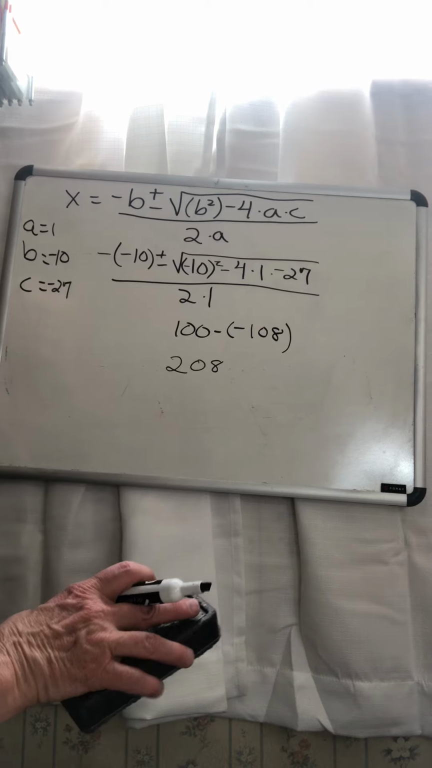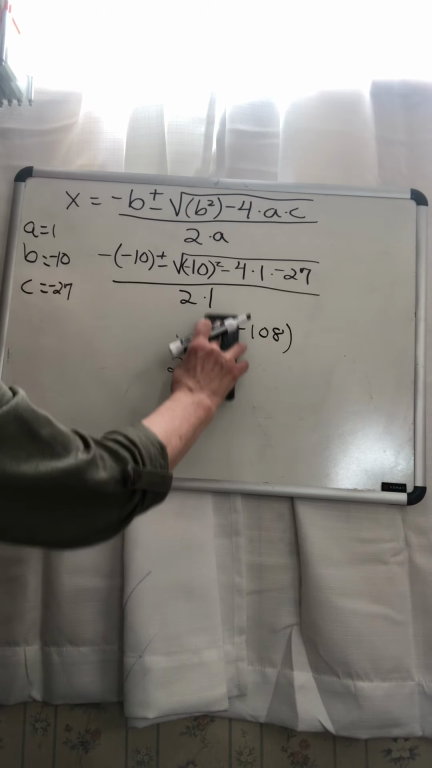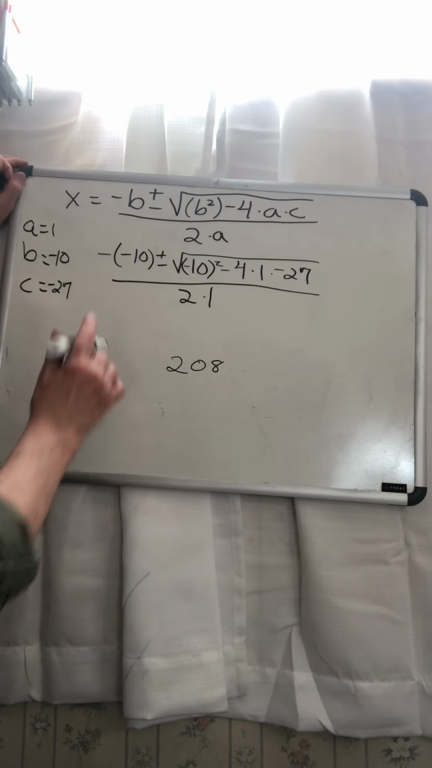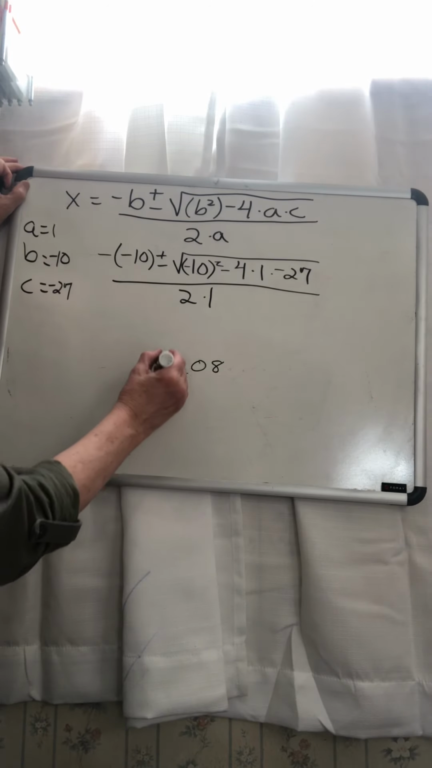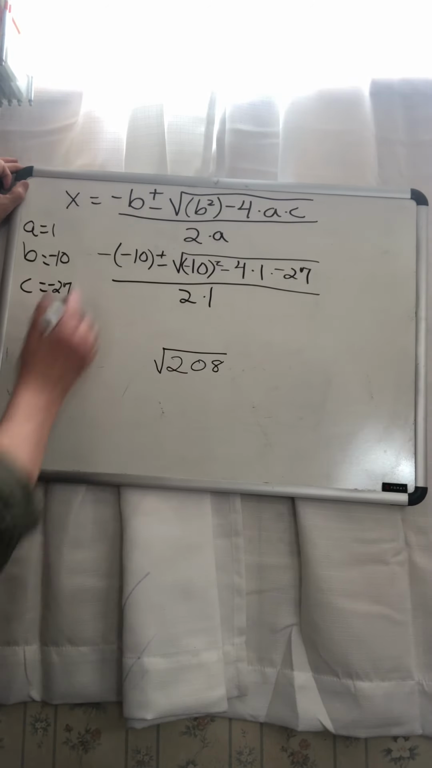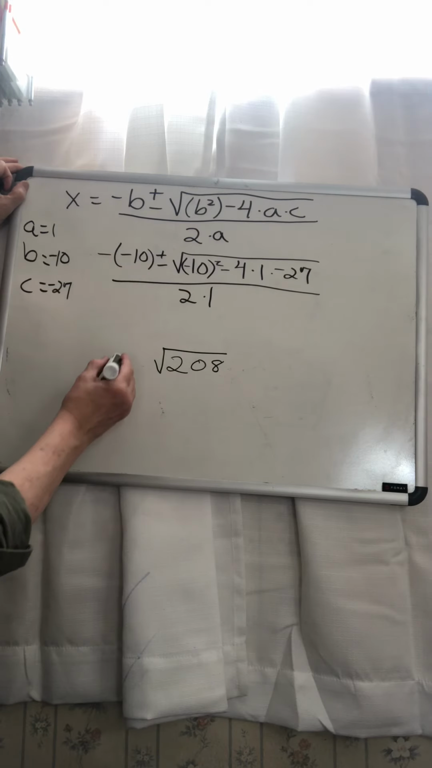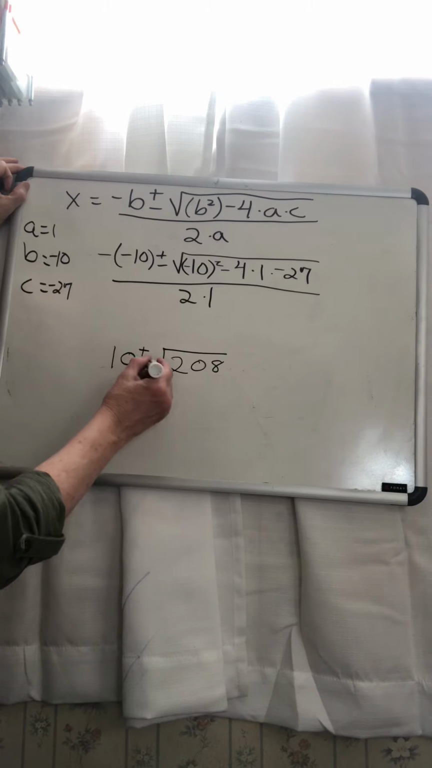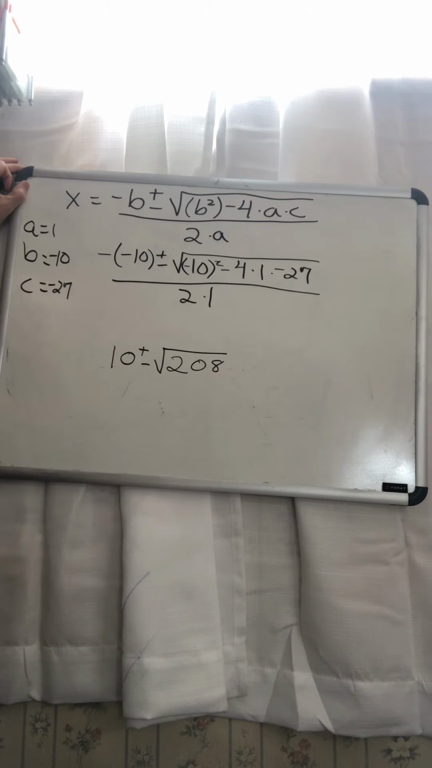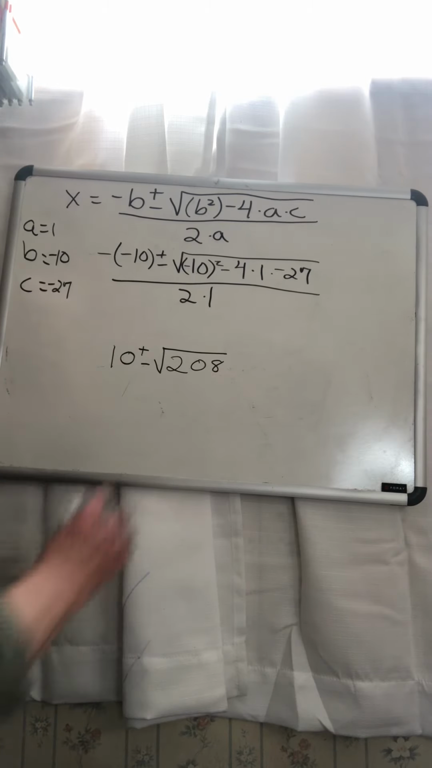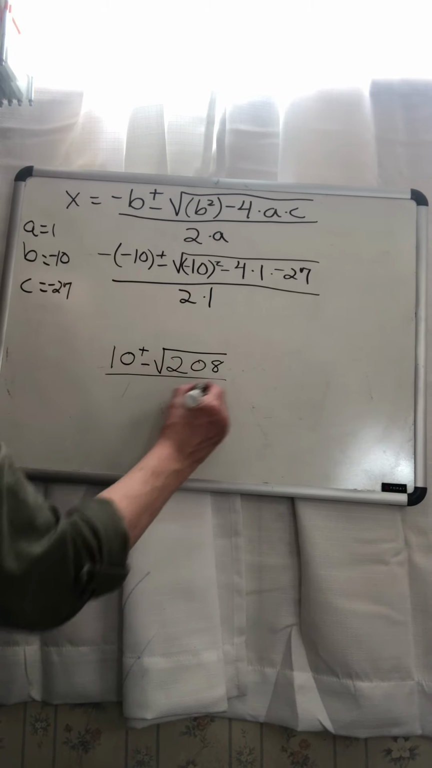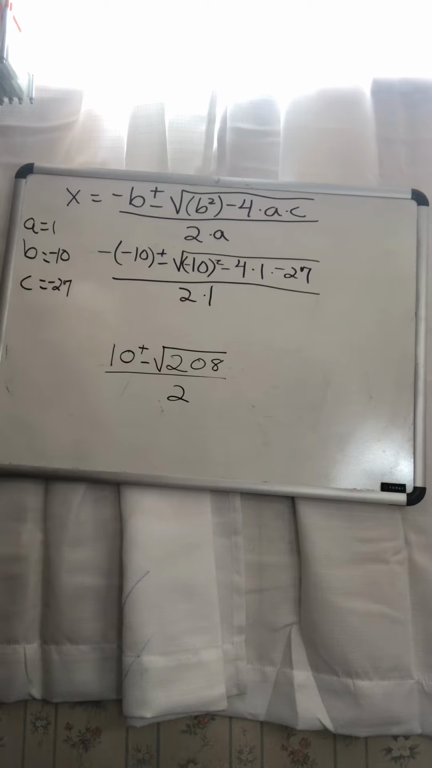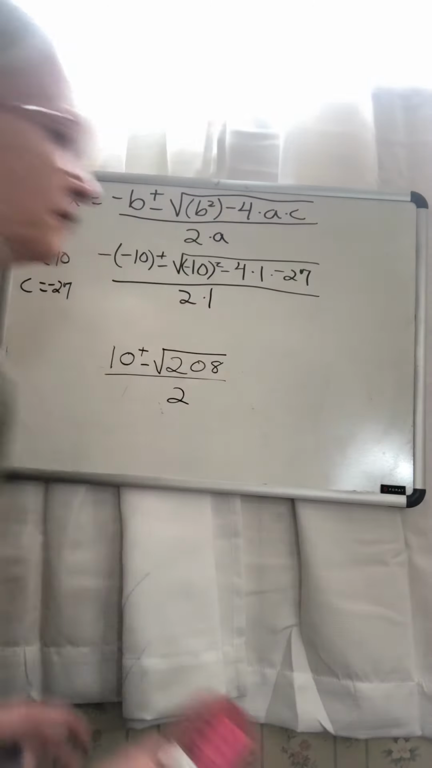Okay. And we have a negative 10, which is actually going to be a positive 10, and then plus or minus the square root of 208 divided by 2. So let's see if we can do a square root of 208.